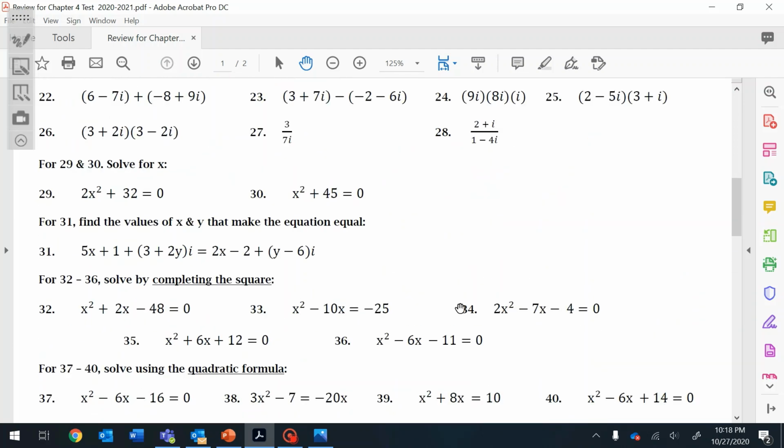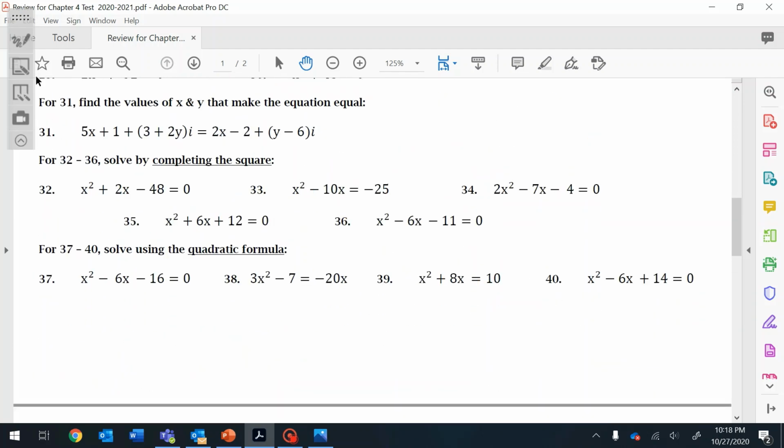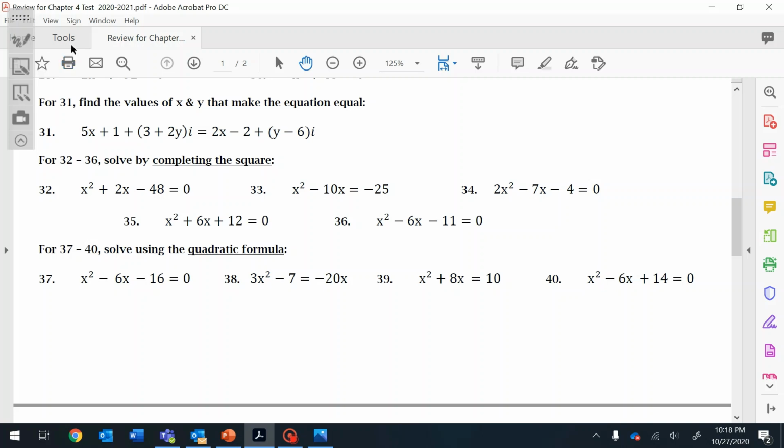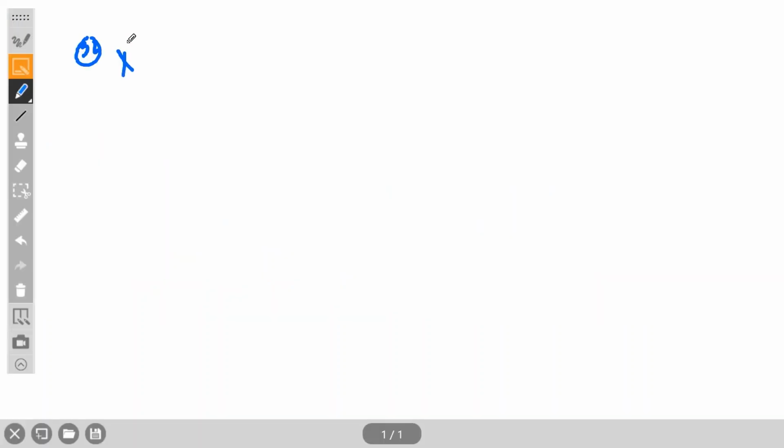Alright, so we left off on number 32, solving by completing the square. So we have x squared plus 2x minus 48 equals 0.